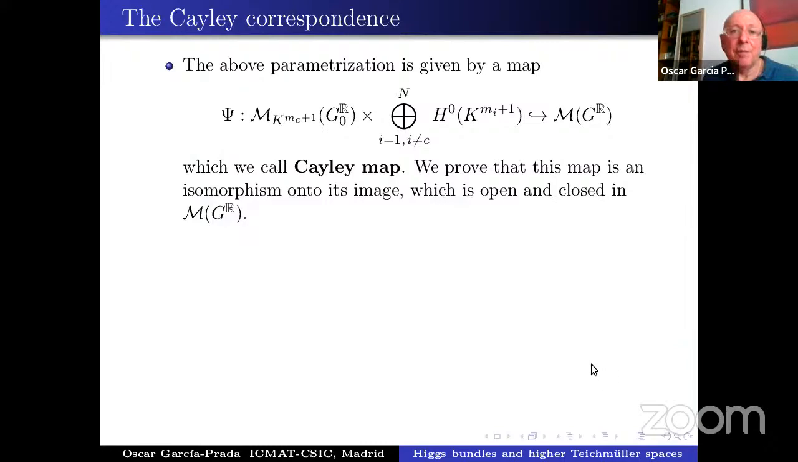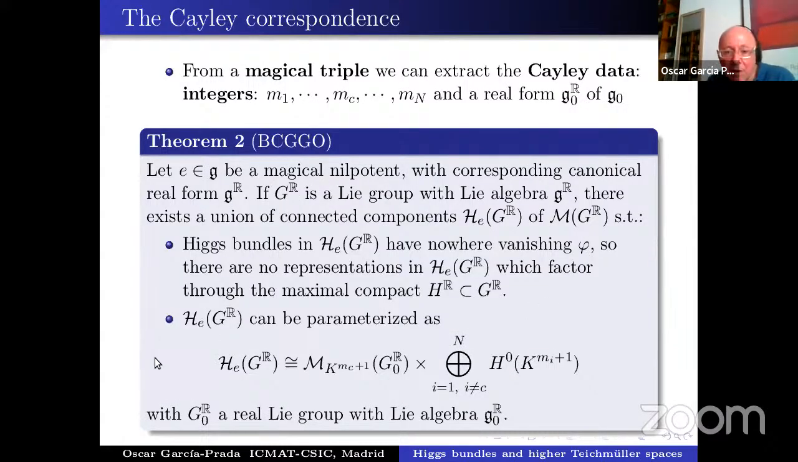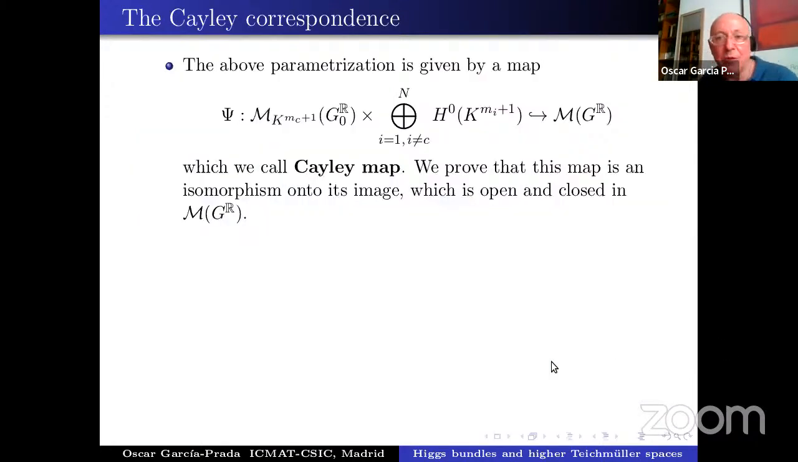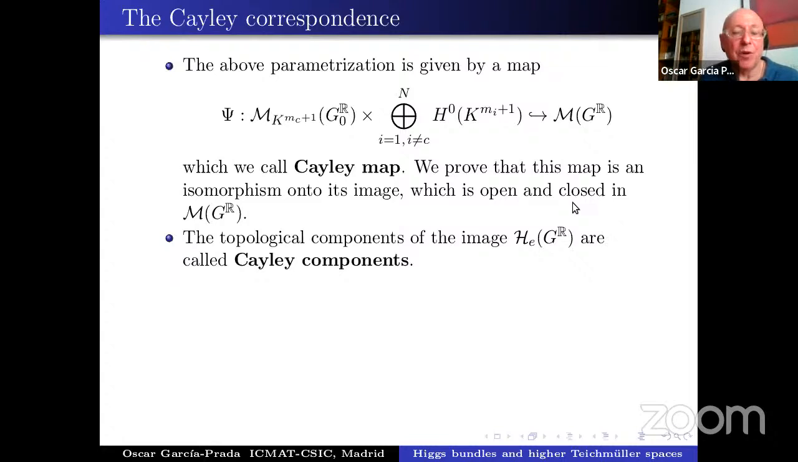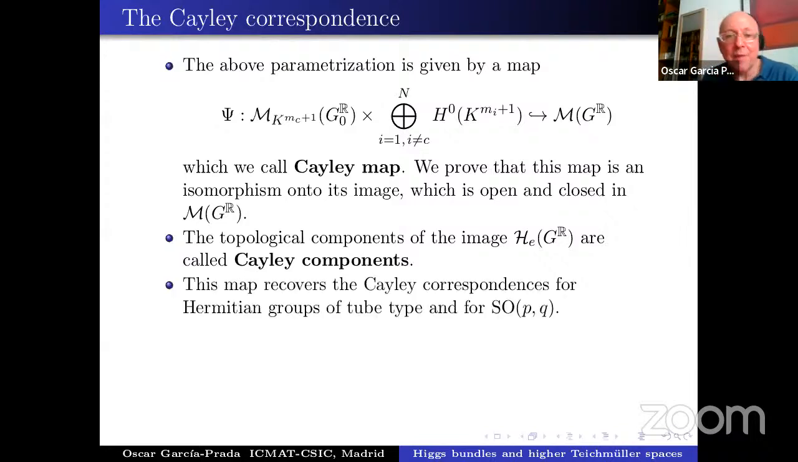So this parameterization is given by starting with this thing here, and this thing here, and defining explicitly a map to the moduli space of G_R Higgs bundles, which we call the Cayley map. And we prove that this map is an isomorphism onto its image, which is open and closed in M(G_R), and hence it defines topological components. We call those Cayley components, because this map is defined by means of a Cayley correspondence, a Cayley map in the context of SL2 triples.